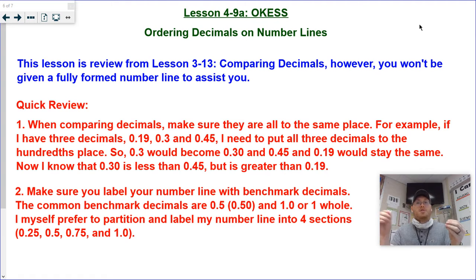Sometimes your number line will actually go up to 2 wholes, so I have to label it 1 whole and then label it 2 whole, okay? Or up to 5 or 10 or 100 or whatever. I myself, when I am doing number lines with decimals, prefer to break them into 4 sections. So I'll make a tally mark for 0.25, half, 0.5, 0.75, which is 3/4, and then finally my 1 whole mark. I like to do that. I'll show you how I do that when we look at the work page. It's just easier that way, where you make your benchmark decimals.